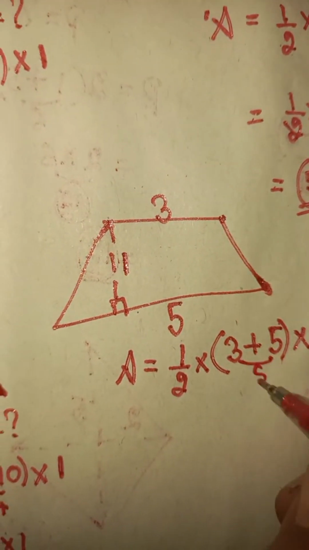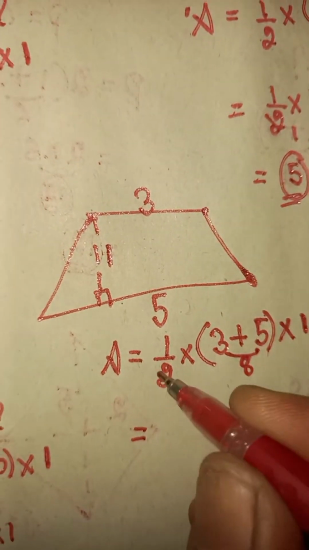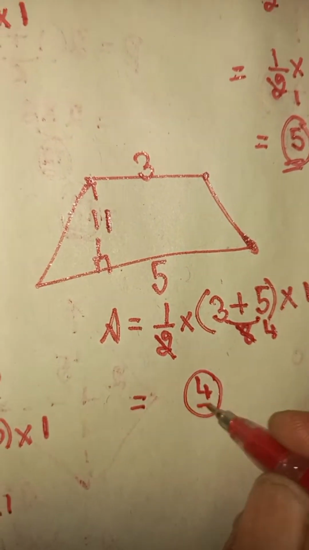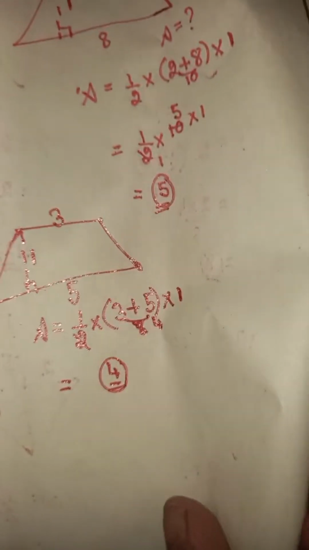Now 3 plus 5 becomes 8. Now you can divide: 2 times 4 is 8. 4 times 1 is 4. 4 square units is the area of this trapezium.